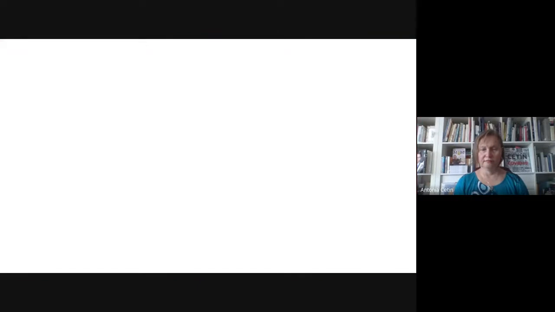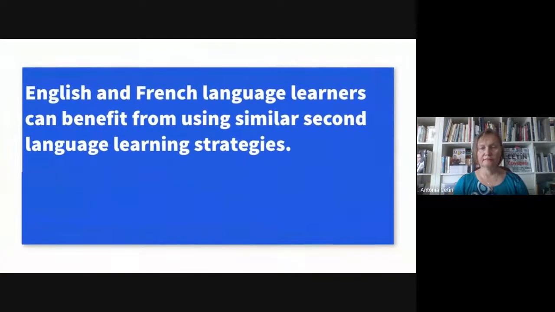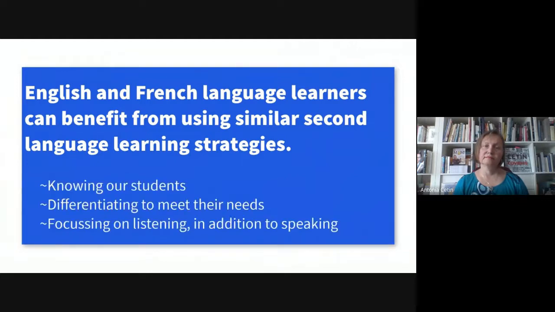In conclusion, English and French language learners share some common characteristics and can benefit from using similar additional language learning strategies. Knowing our students, differentiating to meet their needs, and focusing heavily on listening in addition to speaking, benefits any second language learner, including ELLs in FSL programs.